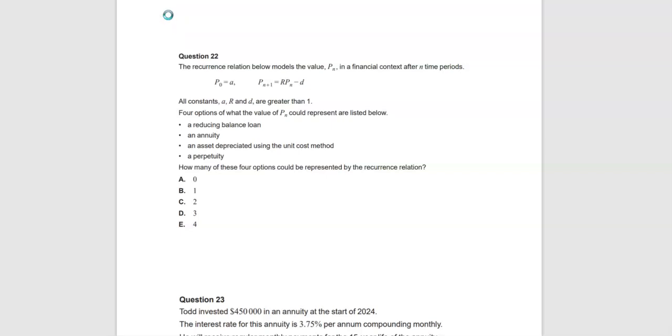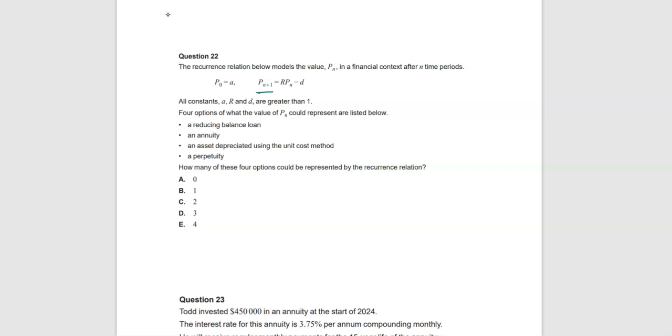Okay, so this one says the recurrence relation below models PN in a financial context after N time periods. So you can see you've got a recurrence relation there, which is true. You've got the N+1 rule. And it says all constants A, R, and D are greater than 1. So that's good, they're not a negative number. Four options of what the value of PN could represent are listed below. So how many of these 4 options could be represented by this recurrence relation?